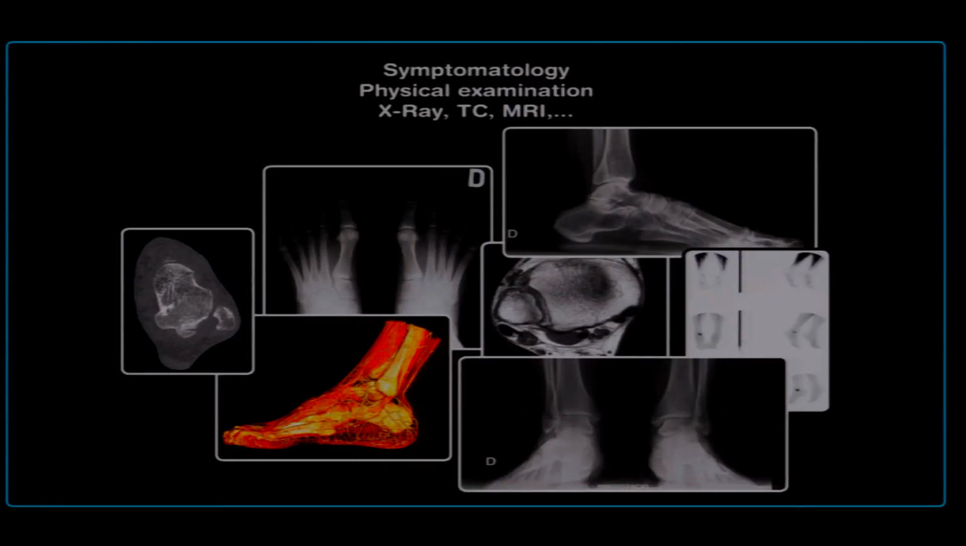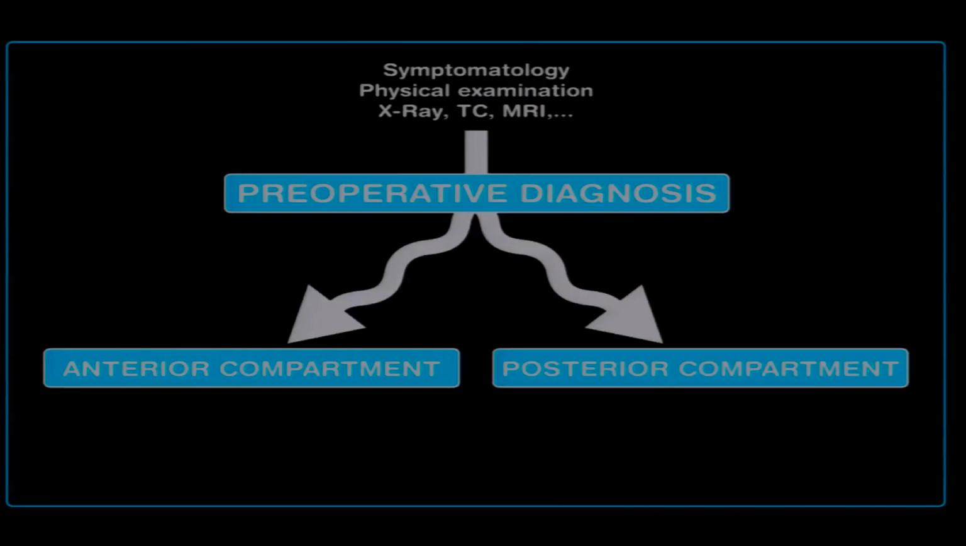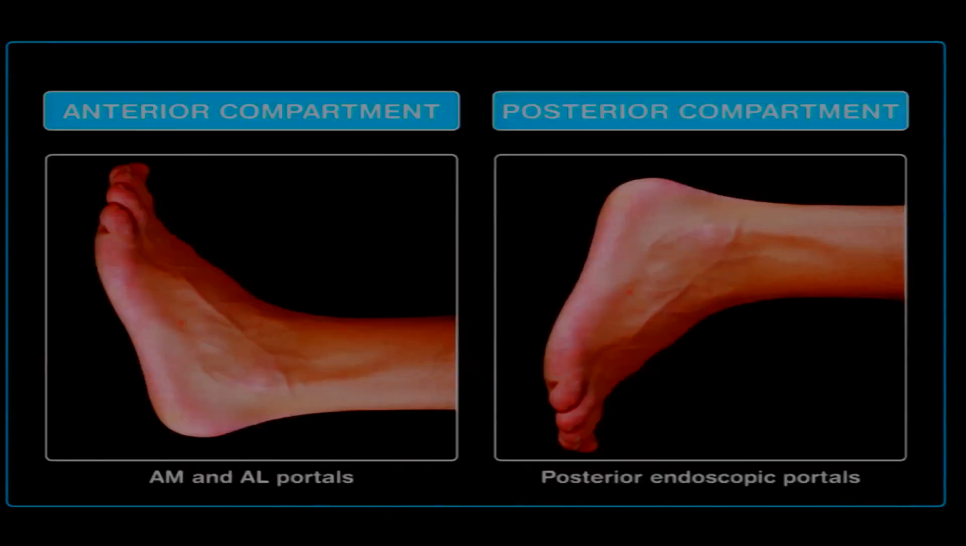Given that it is a diagnostic suspicion supported by numerous complementary examinations that determine the indication of arthroscopy, it seems reasonable to adopt a separation of arthroscopic pathology of the ankle into pathology of the anterior compartment and pathology of the posterior compartment. For this reason, we can divide arthroscopy in the ankle into 2 compartments. In the pathology of the anterior compartment, you use 2 portals, anteromedial and anterolateral, and for the pathology of the posterior compartment, we use the portals described by Professor Van Dyck.